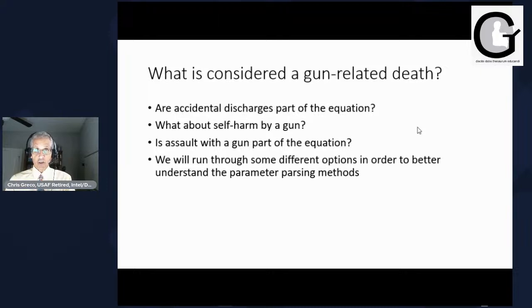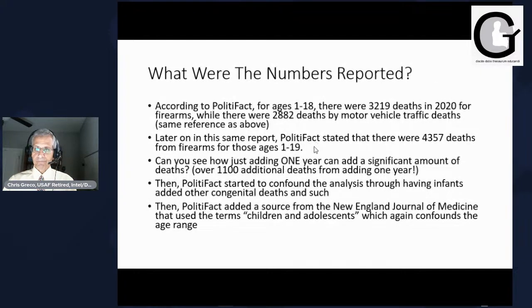And also, what is a gun-related death? Are accidental discharges part of the equation? What about self-harm by a gun? Is assault with a gun part of the equation? So we'll run through some of the different options in order to better understand exactly the data as a whole, so then we can parse through it. I think that's pretty important.